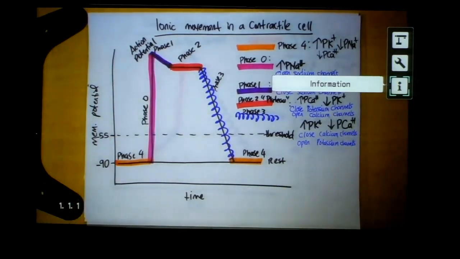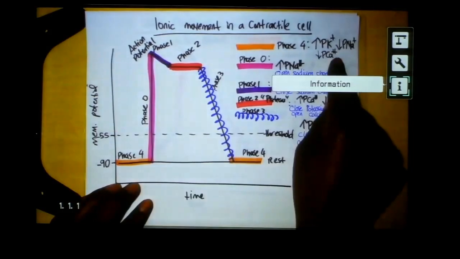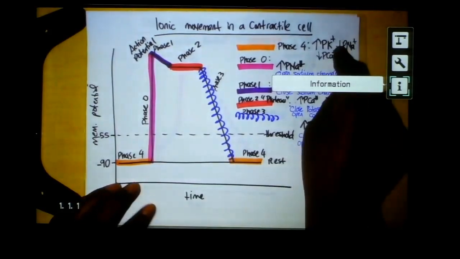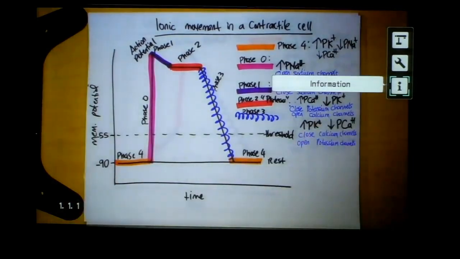So in phase 1, there's some potassium in there. Potassium is still coming in. We haven't interrupted potassium flow. We start with potassium channels open. We haven't interrupted that, right? Good question.